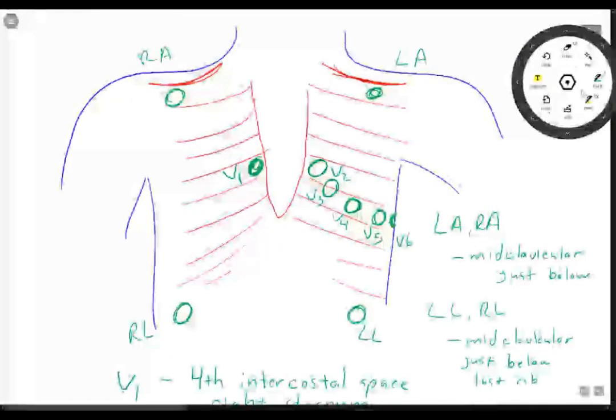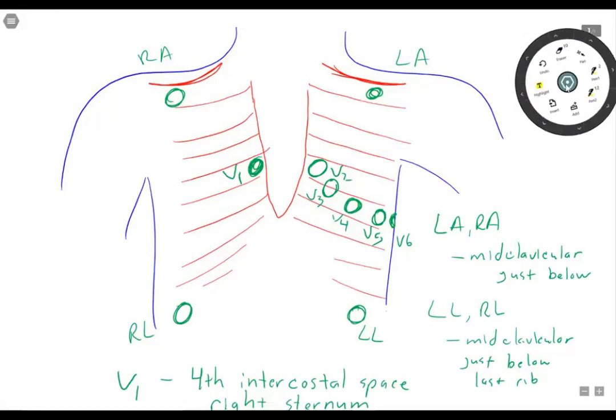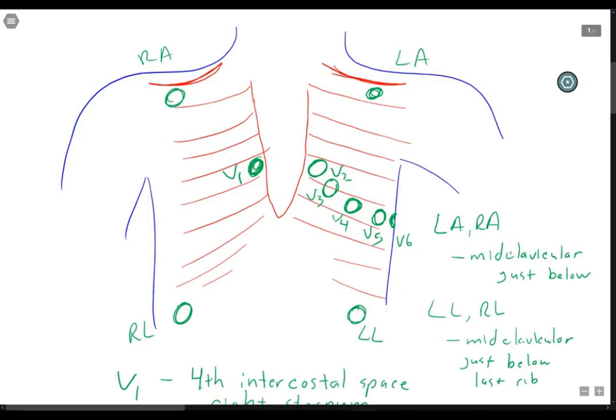So let me grab a different color here. Let's see if yellow shows up well. So we have all of our electrodes. Now let me just throw my heart in here, and this is not going to be perfect placement. But let's say our heart's right there. Now, what do you see here?